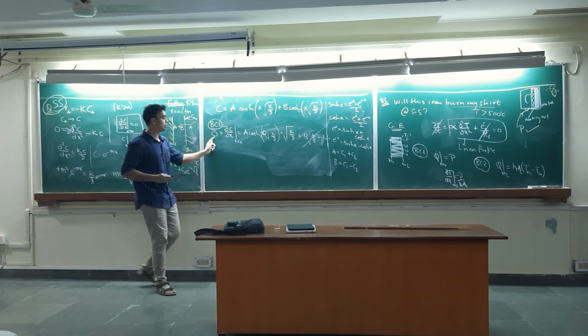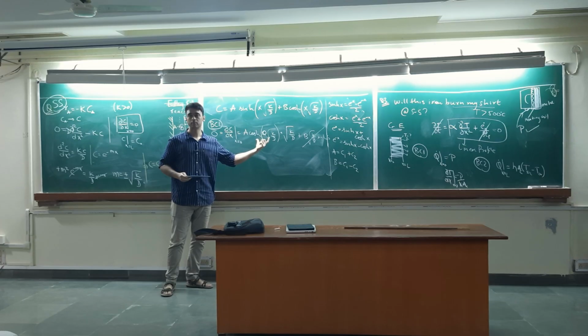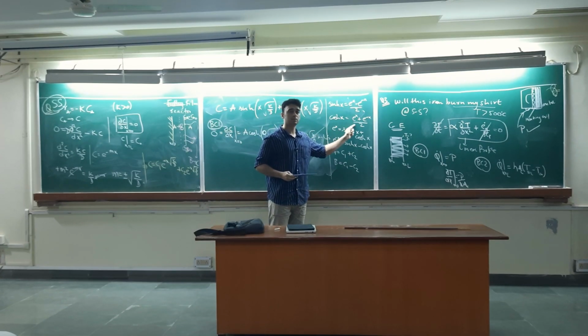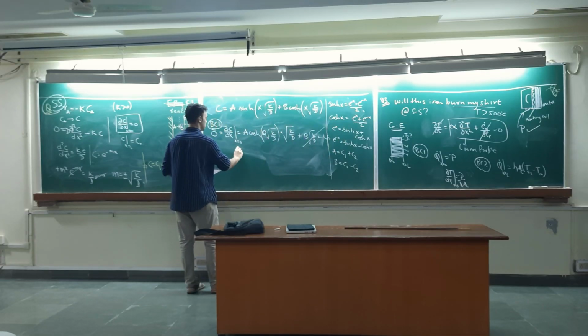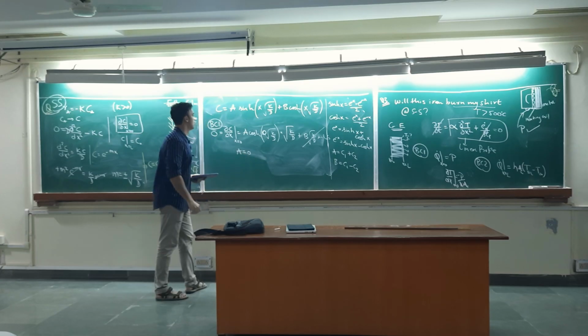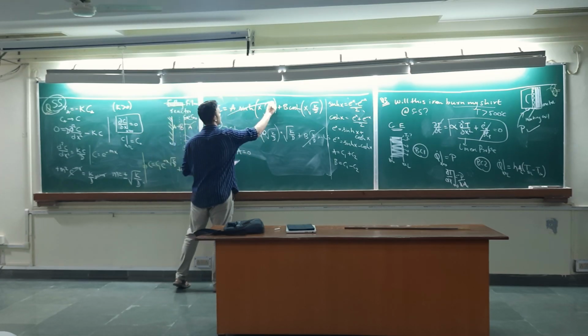So you have 0 is equal to A multiplied by something, and this is cosh(0). Cosh(0) is 1. So you have A is equal to 0. So this guy goes away.